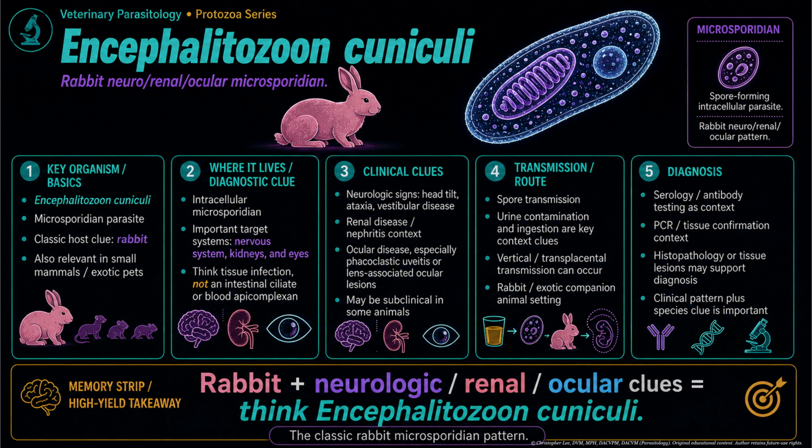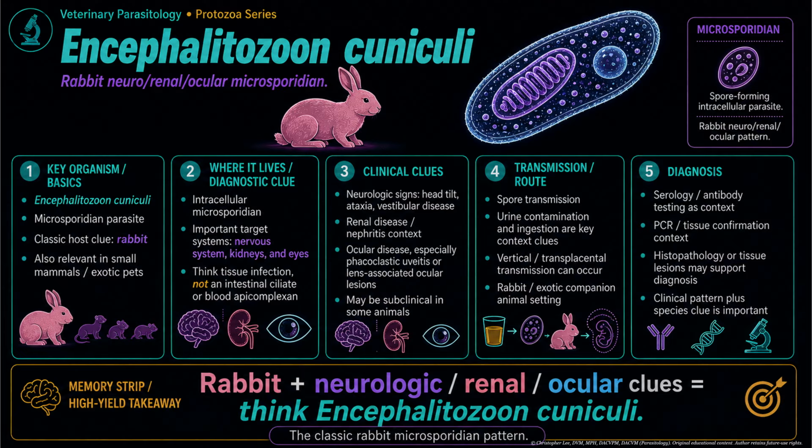Clinical clues include head tilt, ataxia or vestibular disease, nephritis, and ocular disease like uveitis or lens-associated lesions. Some infected rabbits remain subclinical. Spores may be transmitted through urine contamination and ingestion, and vertical transmission can occur. Diagnosis requires context. Serology supports exposure, but a positive antibody result does not itself prove active clinical disease.